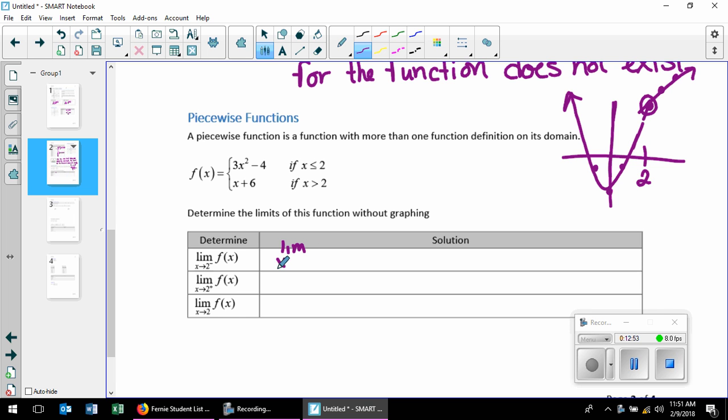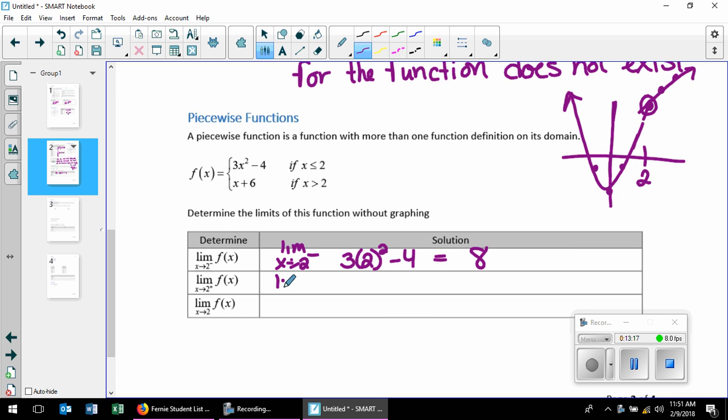The limit as x is approaching 2 from the left-hand side, we're just going to check where this graph goes, which we already did when I was doing the math. So I'd have 3 times 2 squared minus 4 gives me 8, right? I did that with my pretty picture. I'd do that in my head.